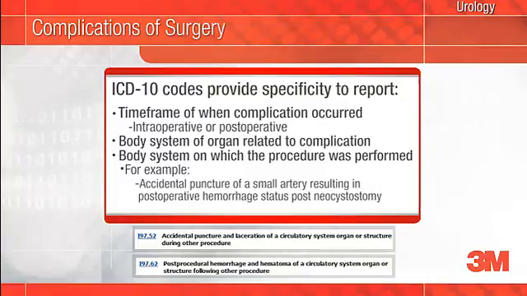Additional elements needed for code assignment, which the coder should be able to determine from the record, are the body system or organ affected and the body system on which the procedure was performed. For example, a patient experienced an accidental puncture of a small artery during neocystostomy surgery, resulting in postoperative hemorrhage. As seen here, 2 codes will be assigned for these circumstances.